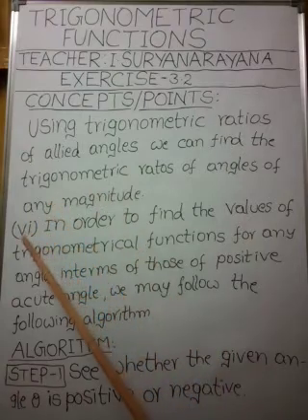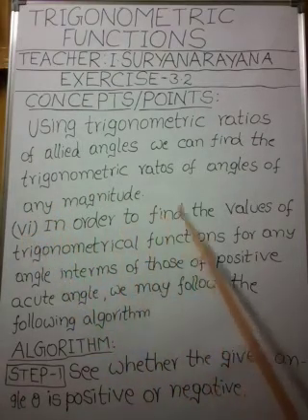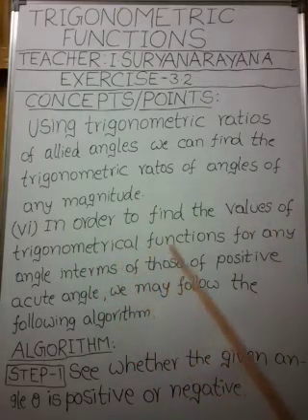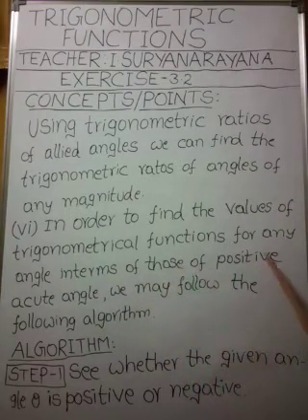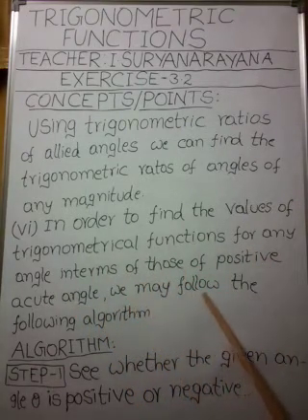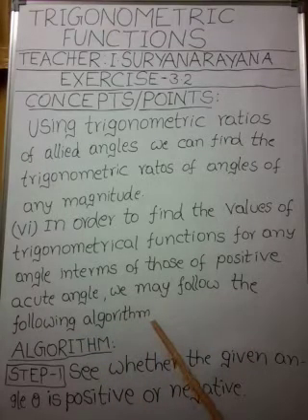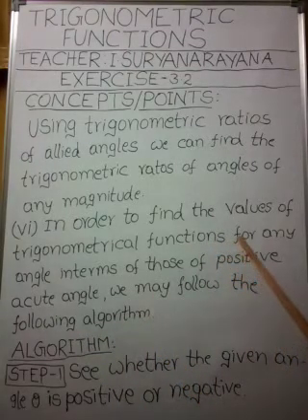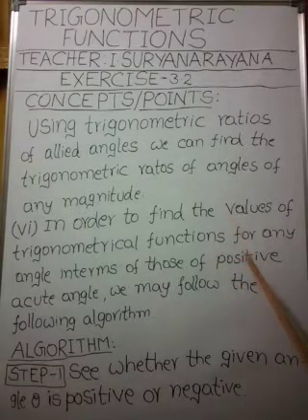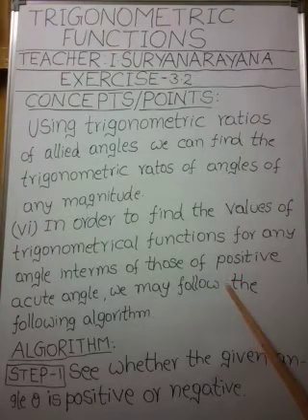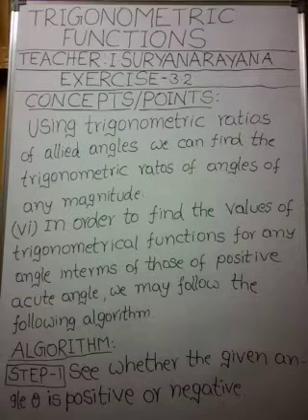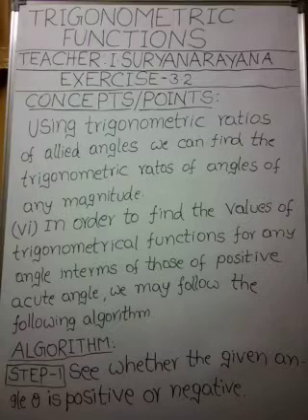Now come to point number 6. In order to find the values of trigonometrical functions for any angle in terms of those of a positive acute angle, we may follow the following algorithm. Sometimes the angle may be very large or very small. In that case, how to find the trigonometric ratios of those angles? We follow these steps. Okay, my dear children, see the algorithm.